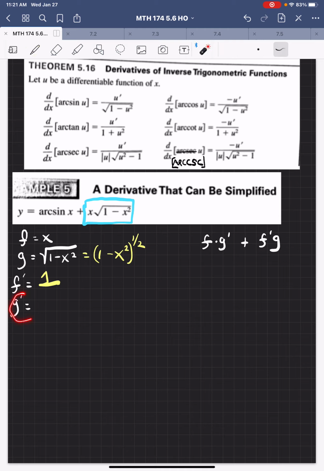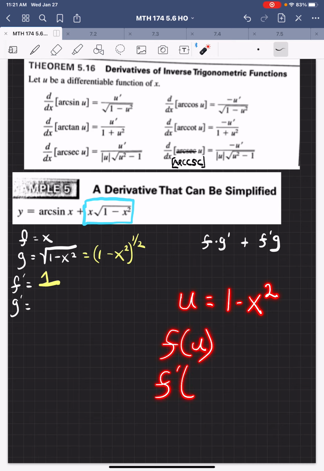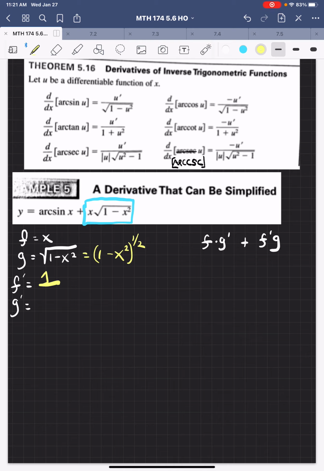So what we want is the derivative of this. And hopefully you already spot that that requires a chain, right? So in this case, you would have to let u equal 1 minus x squared. And you know the deal. You would need f of u, you would need f prime of u, you would need u prime. And then you put it all together and you have your chain. So let's go ahead and do that chain here.